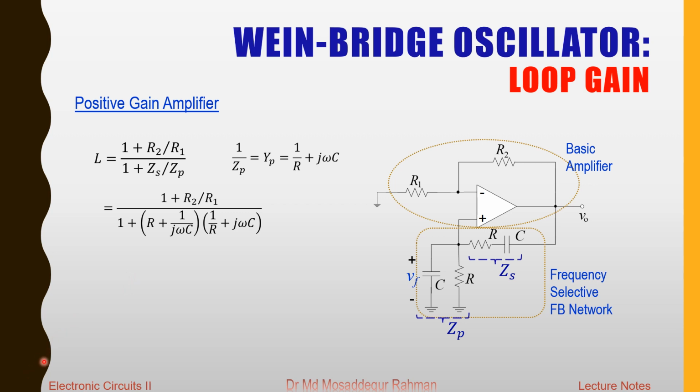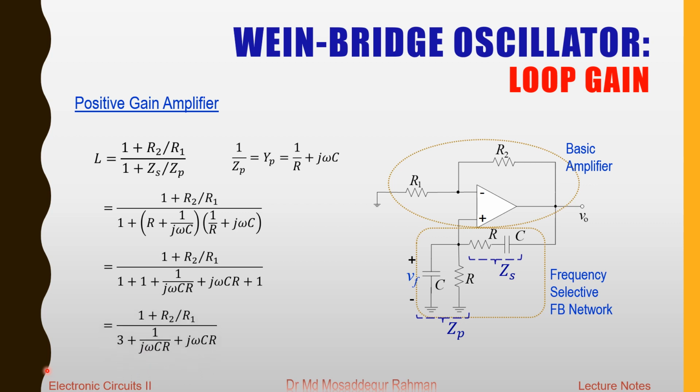Now further manipulation of this will give us this. If you multiply this out, R and 1 over R makes it 1, then you multiply these two, you get 1 over j omega C R, then multiplying j omega C by R you get j omega C R, and multiplying these two you just get 1. So we just simplify and we can express it like this. So this is our final expression for the loop gain of this Wien bridge oscillator circuit.